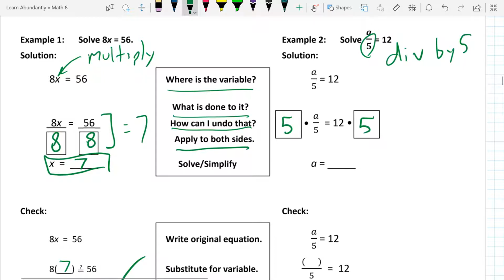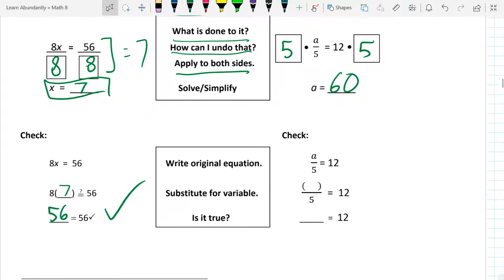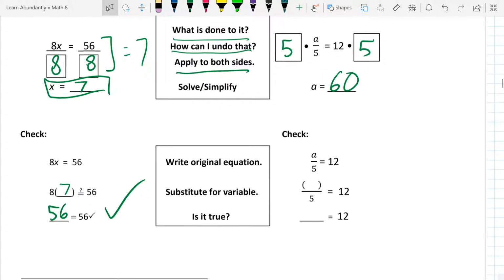And if we do that, the 5's on the left cancel out, but I have 12 times 5 equals 60. To check to see if that was the right answer, we're going to use the original equation, A over 5 equals 12. We're going to plug in 60. Then we're going to type in our calculator, what's 60 divided by 5? It's 12. So we get 12 equals 12, and so that checks out.